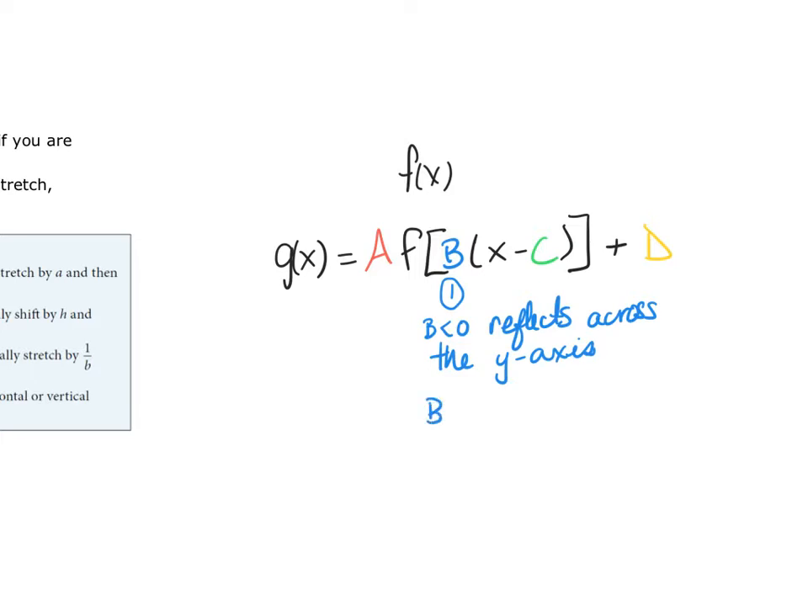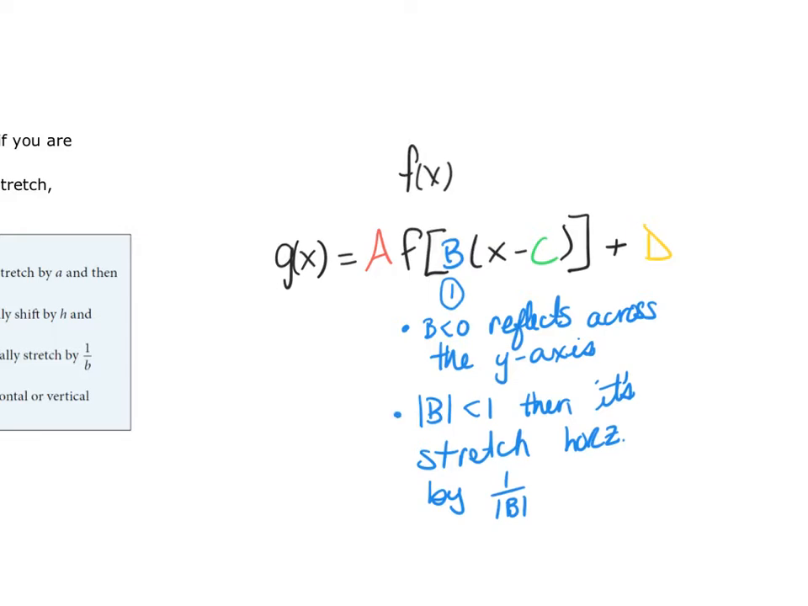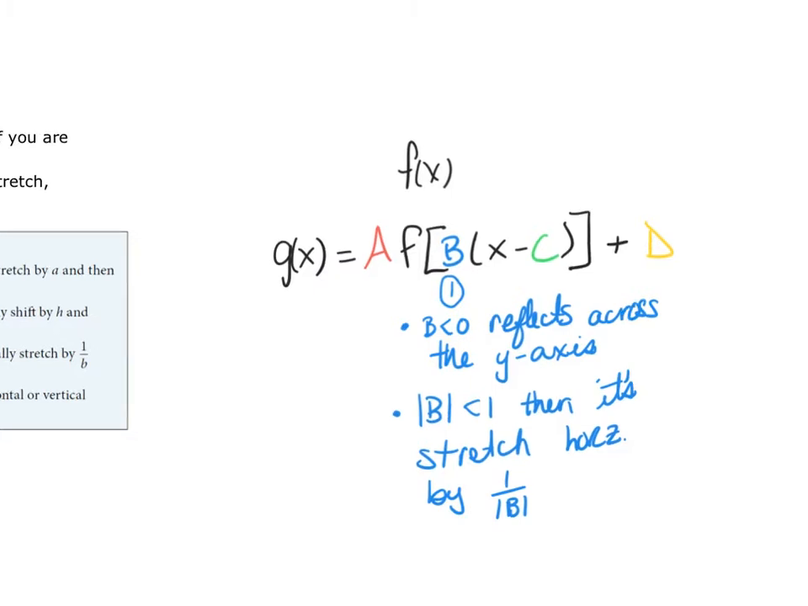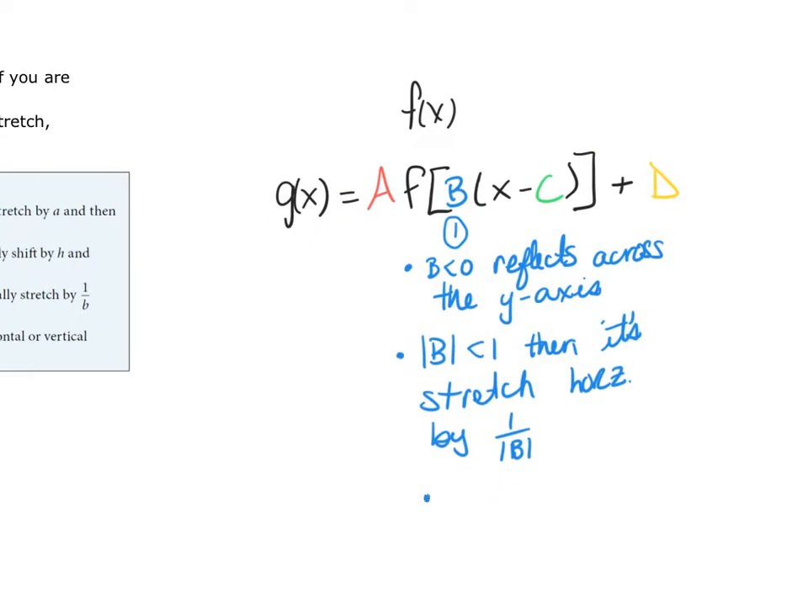And then the absolute value, so that way we do not have to worry about the negative. If that's less than 1, then it's a stretch horizontally by 1 over the absolute value of b. So the things you're looking for is whether or not b is negative, and whether or not the absolute value of b, and that takes care of when it would be negative, is less than 1. And the other time you want to worry about is when the absolute value of b is greater than 1, then it's a shrink or compression in the horizontal direction by the reciprocal.